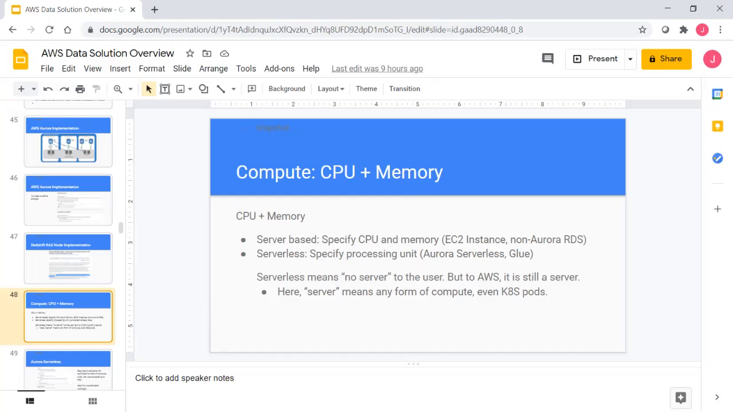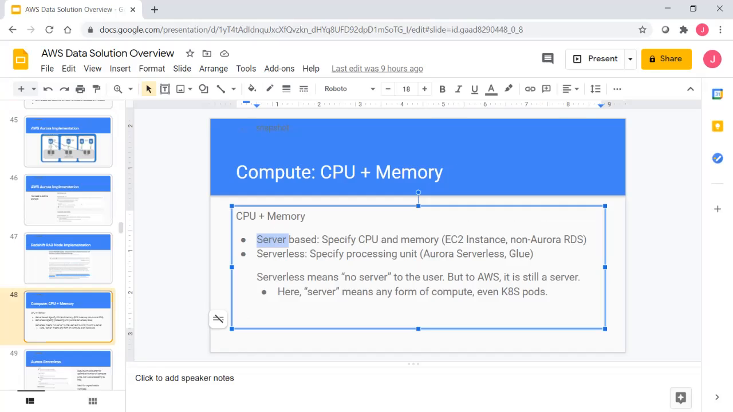serverless. You probably also heard about this thing called serverless. Traditionally, our compute happens in a server. And when I say server, it means any form of compute. It can be a hypervisor. It can be a virtual machine. It can even be a container, like a Kubernetes pod. So this is a server.